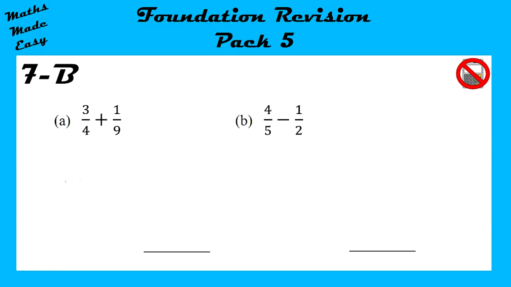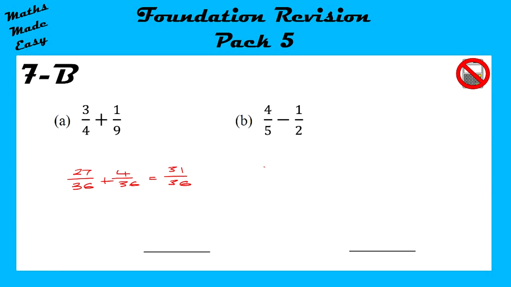7b. Same deal again on this one. I can't add them together straight off the bat because I need a common denominator. So in this first one, I'm going to make them both over 36. So 3/4 is 27 over 36. And I'm adding that to a ninth, which is 4 over 36. And I add those two together and end up with 31 over 36.